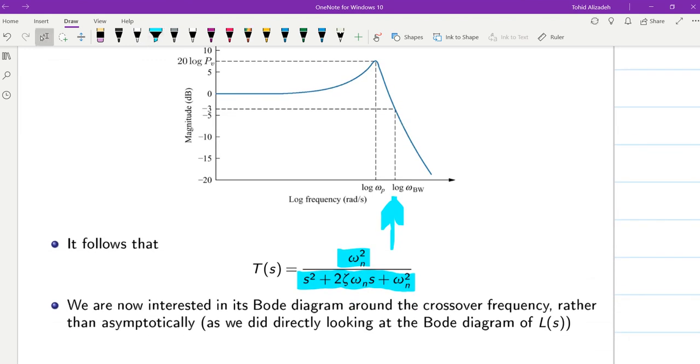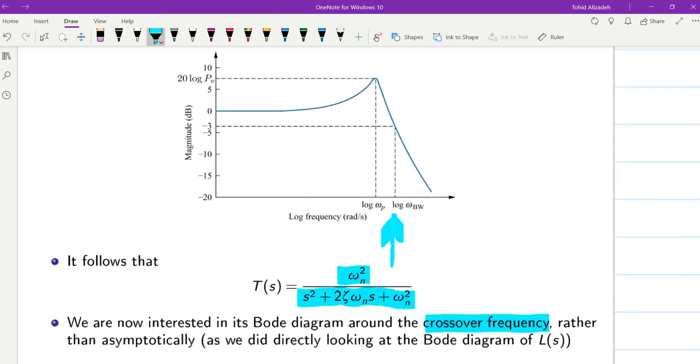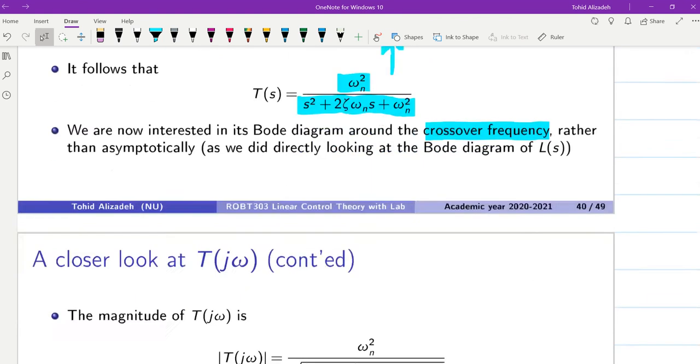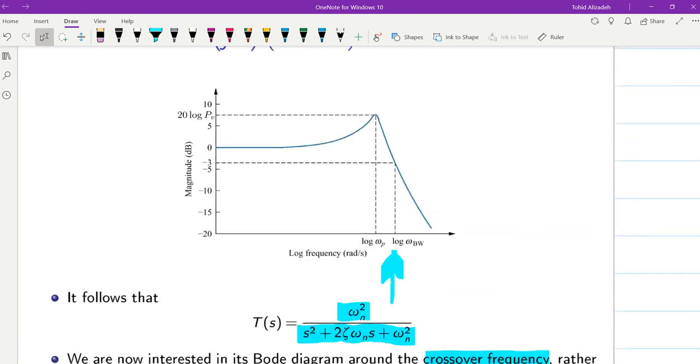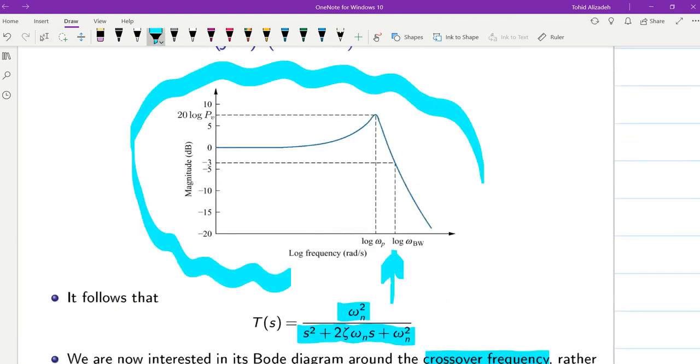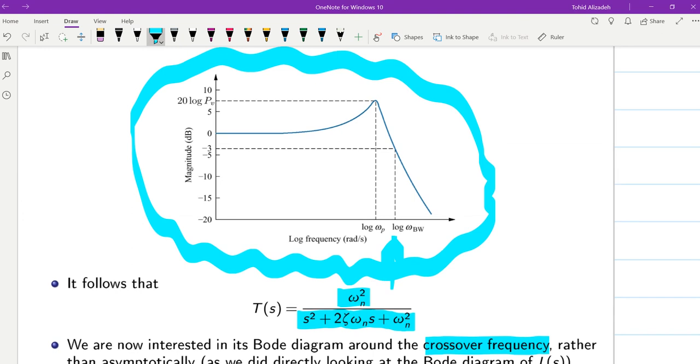Now we are interested in the Bode plot of the T of j omega around the crossover frequency, and we will not just consider the asymptotic behavior for the low frequency or high frequency only. We want to have the exact values for the amplitude around the corner, the crossover frequency. So generally the Bode plot for the second order system that we have, T of j omega, will be similar to the one that I have over here.